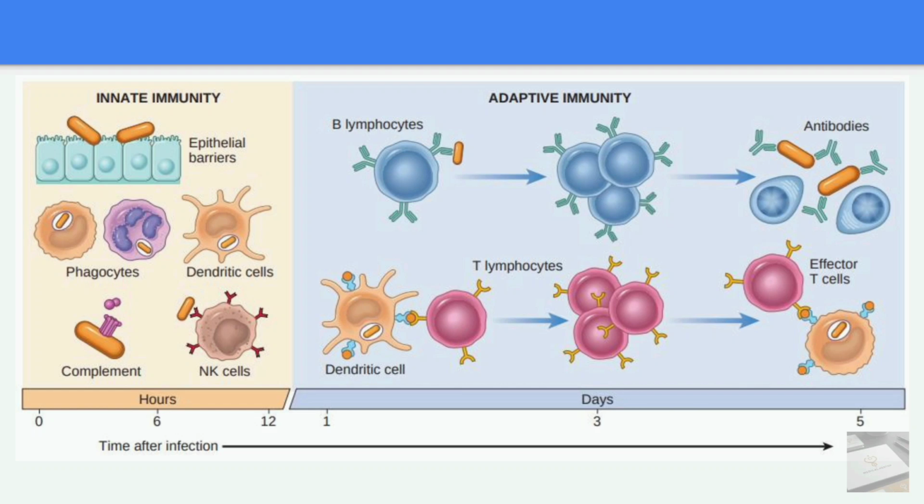The principal cells of innate immunity are epithelial barriers, phagocytes such as neutrophils and macrophages, dendritic cells, complement proteins, and natural killer cells. The principal cells of adaptive immunity are lymphocytes, B and T. B lymphocytes are the ones that terminally differentiate into plasma cells, and they secrete antibodies. However, some of the innate immune cells like dendritic cells and macrophages help in activating and transforming T lymphocytes into effector cells, which is required for T cell function.